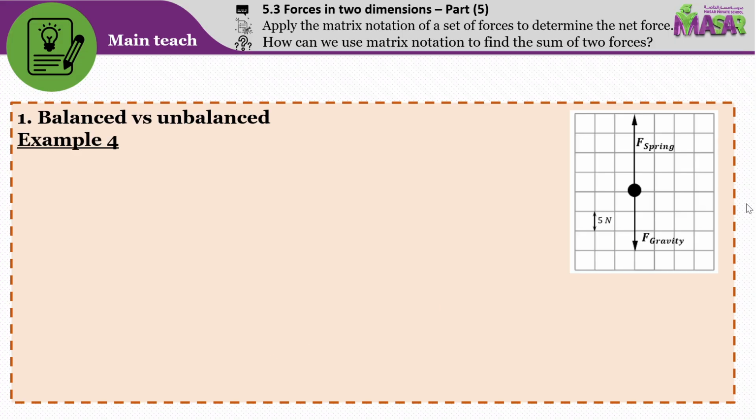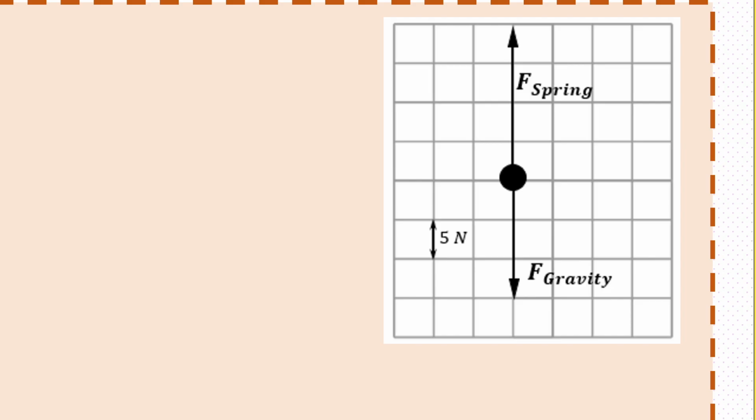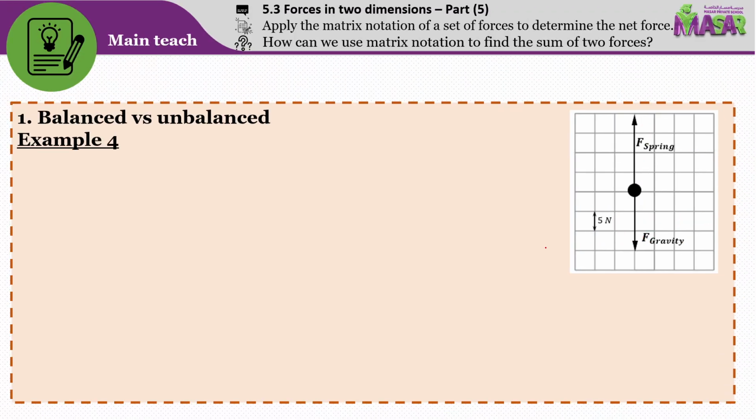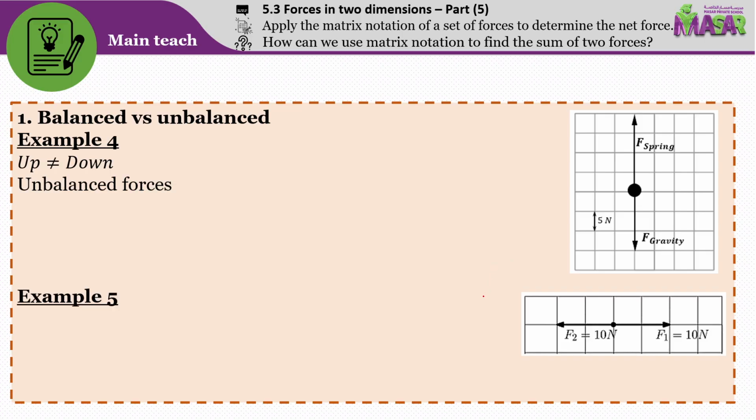Now, in example 4, here we have two forces acting on the object. For the F spring, we have 1, 2, 3, 4, so 4 multiplied by the scale, which is 5. As a result, the magnitude of this force is 20 Newton. And for the F gravity, the second force, which is acting perpendicularly downward, it consists of 3 boxes multiplied by 3. This is 15 Newton. And as we can notice here, 20 does not equal 15, which means up does not equal down. The case here is unbalanced forces.